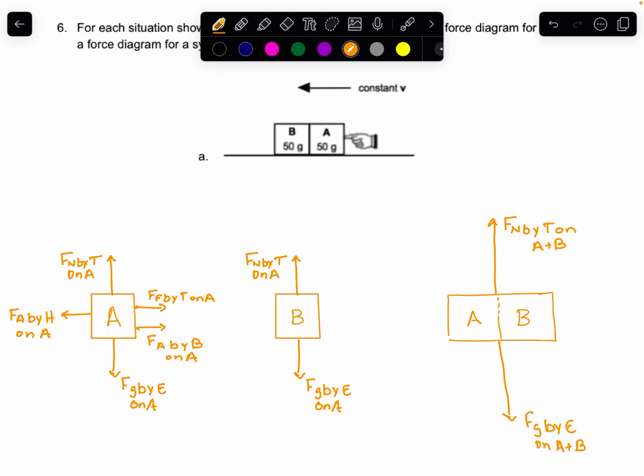Looking at block B, no reason to think the friction would be any different. And this interaction between block A and B that I've shown here, Newton's third law tells me I need to make that same size force, but in the other direction.